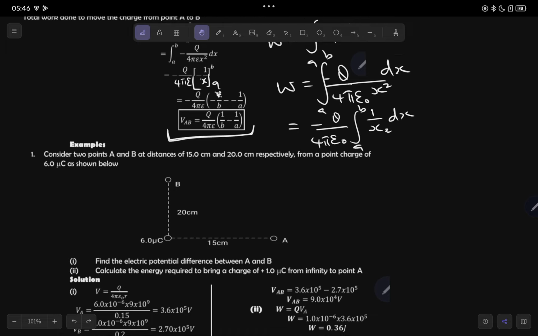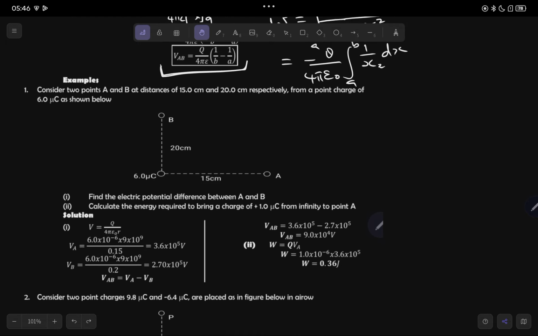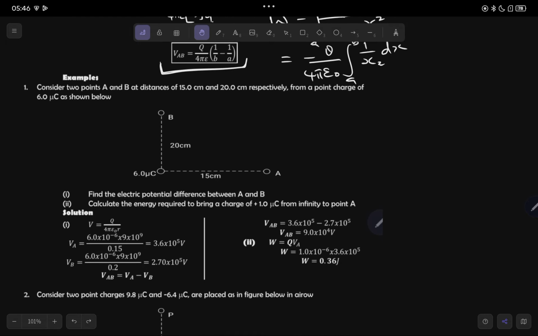Let's look at the examples. Example 1: consider 2 points A and B at distances 15 centimeters and 20 centimeters respectively from a point charge of 6 microcoulomb as shown below. Find the potential difference between A and B.